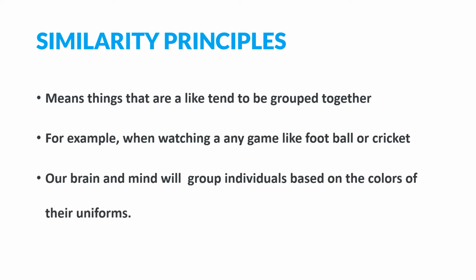For example, you're watching a game. While watching the game, some players are in blue dress and some players are in green dress. Our brain will assume that the blue color dresses are in one group, and the green color dresses are in another group. So they tend to be grouped together. That is our brain's work. That is known as the similarity principle or similarity perception principle.